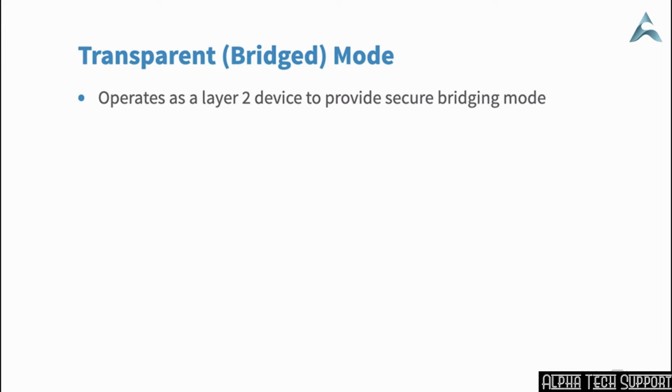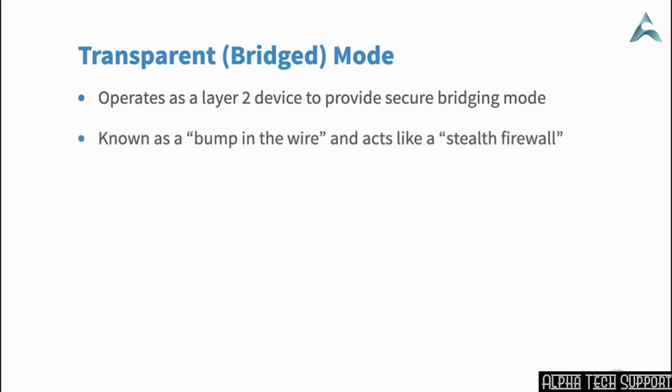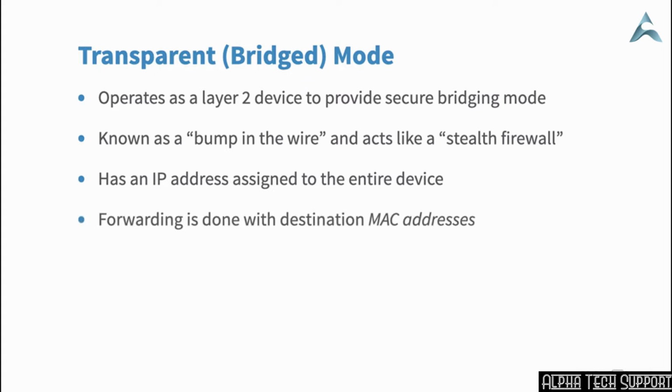However, there are times when transparent mode simply makes more sense. In transparent mode, the ASA operates as a layer 2 device to provide secure bridging for layers 2 through 7. Because they are not used as a layer 3 gateway and not seen as a router hop to connected devices, transparent firewalls are known as a bump in the wire, and they act as a stealth firewall. Unlike routed mode, which requires an IP address for each interface, a transparent firewall has an IP address assigned to the entire device. And forwarding is done with a destination MAC address.